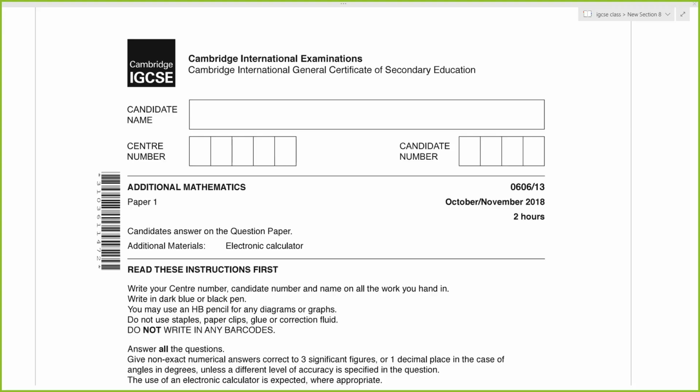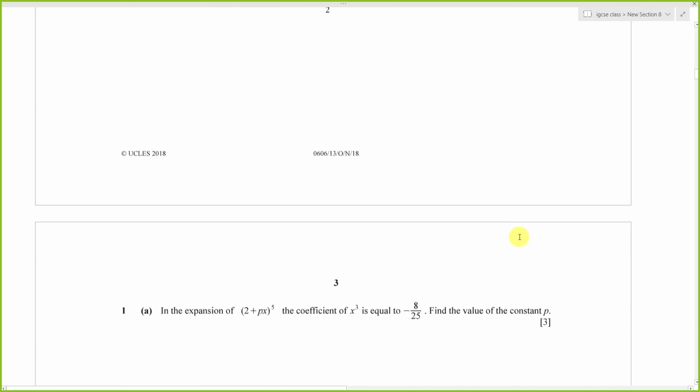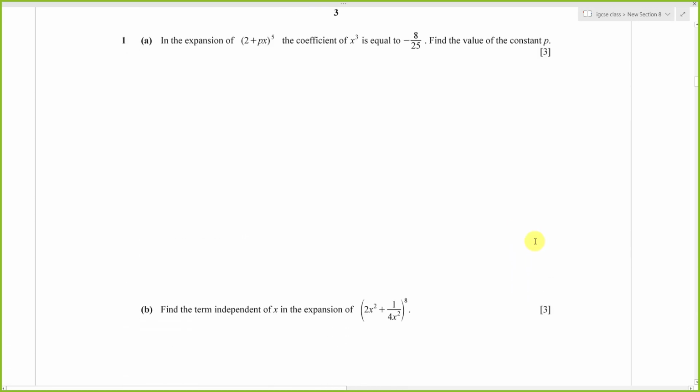Alright, so today we'll discuss the 2018 October-November paper. This one is Paper 1-3. So, yeah, for the MF. So let's go into question number 1 here.